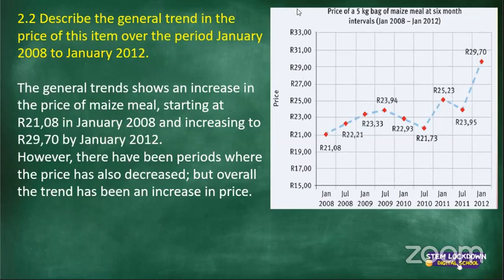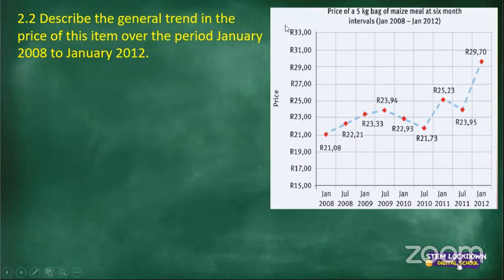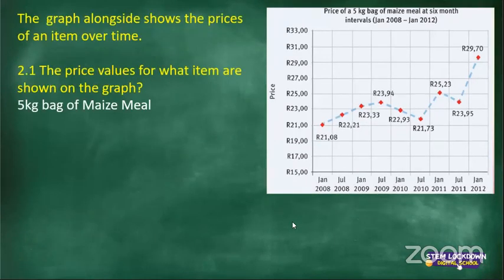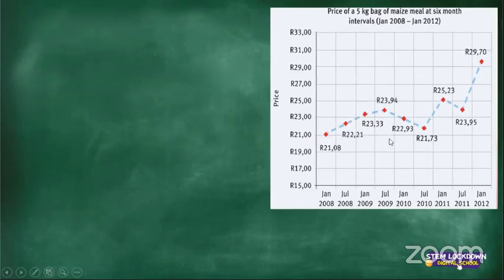Okay, quickly, Lisedi. Lisedi wants the 2.1, just quickly. It was just the bag of maize meal. It was asking what item are we dealing with in this graph. So we are dealing with the price of a bag of maize meal. So it's just the bag of maize meal, Nelly said.